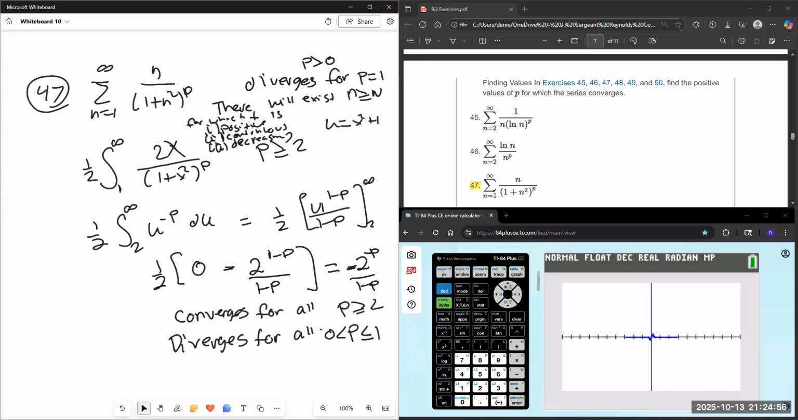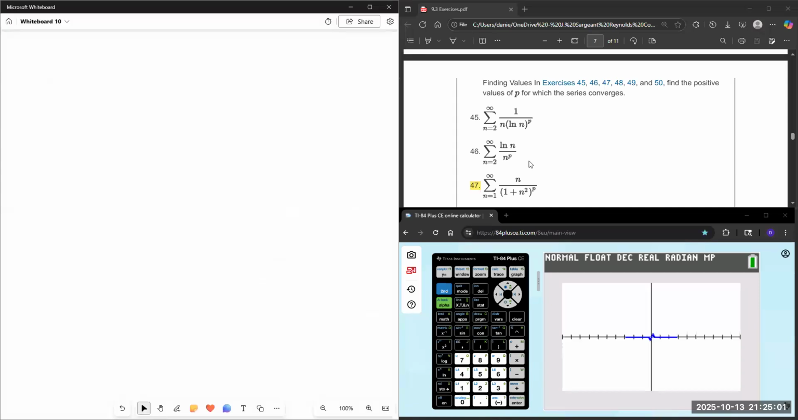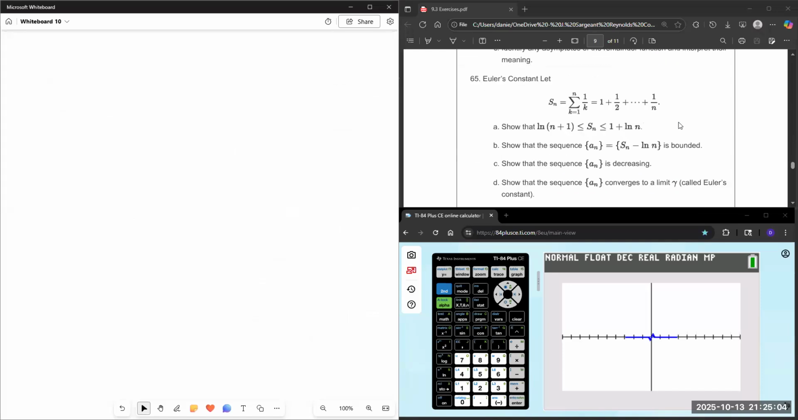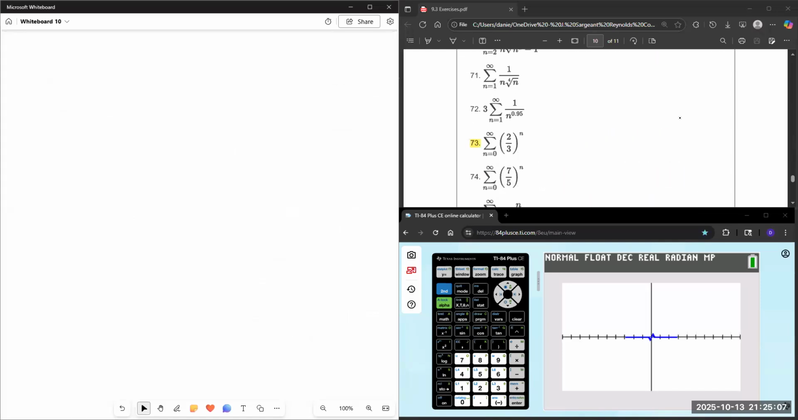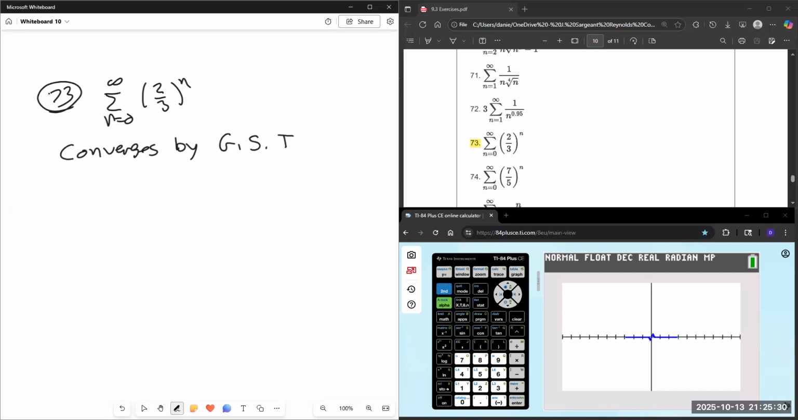All right, let's look at number 73. 73 says that the summation from n equals 0 to infinity of (2/3)^n. This is just a review problem. What test do we use? This converges by the geometric series test. r is equal to 2/3, which is less than 1, so it converges.